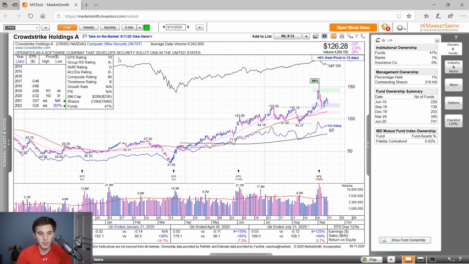The EPS rating is a 78, the Group RS an A-, the SMR rating is a D, accumulation distribution is a B-, and the overall composite rating is a very strong 96. And take a look at the fund ownership, you can see a nice increasing trend, and you do have Fidelity Contra Fund investing into this stock. And as for the chart, you can see it's a bit choppy, especially considering the big drop after the earnings, but it is just out of a stage 1 consolidation and is right back near the pivot for that entry point.